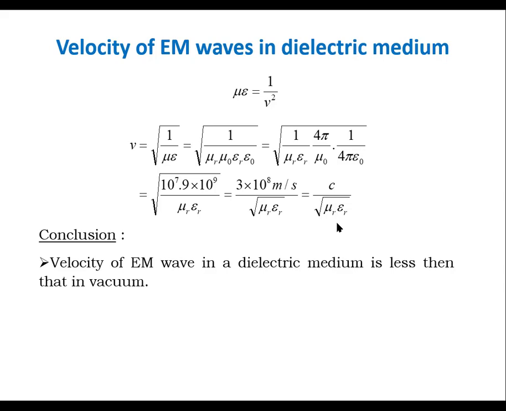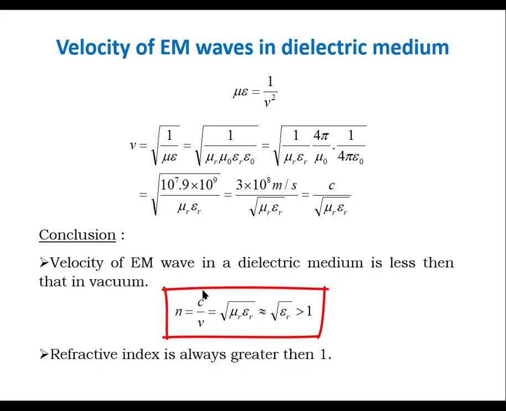So, as a conclusion, the velocity of electromagnetic wave in a dielectric medium is less than the velocity of electromagnetic wave in vacuum. And the ratio of these velocities is known as the refractive index of the medium, which will always be greater than 1 because epsilon r is always greater than 1 for any medium, and mu r may be equal to 1 for a non-magnetic material. In the next lecture, we shall try to solve Maxwell equations for a conducting medium.